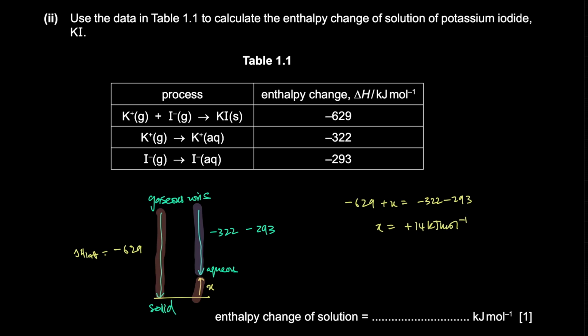Another thing to remember over here, guys, is that whenever you want to calculate the delta H solution, in this case where they're not asking you to draw a Hess cycle, you should know that the delta H solution is simply the enthalpy of hydration minus the lattice enthalpy. So if you just add up the hydration enthalpies, that's minus 322 minus 293, and you subtract the lattice enthalpy, so that'll be minus 629, you'll get the enthalpy change of solution. So this is a formula that you can also keep in mind for your calculations. So here the enthalpy change of solution comes out to positive 14 kilojoules per mole.